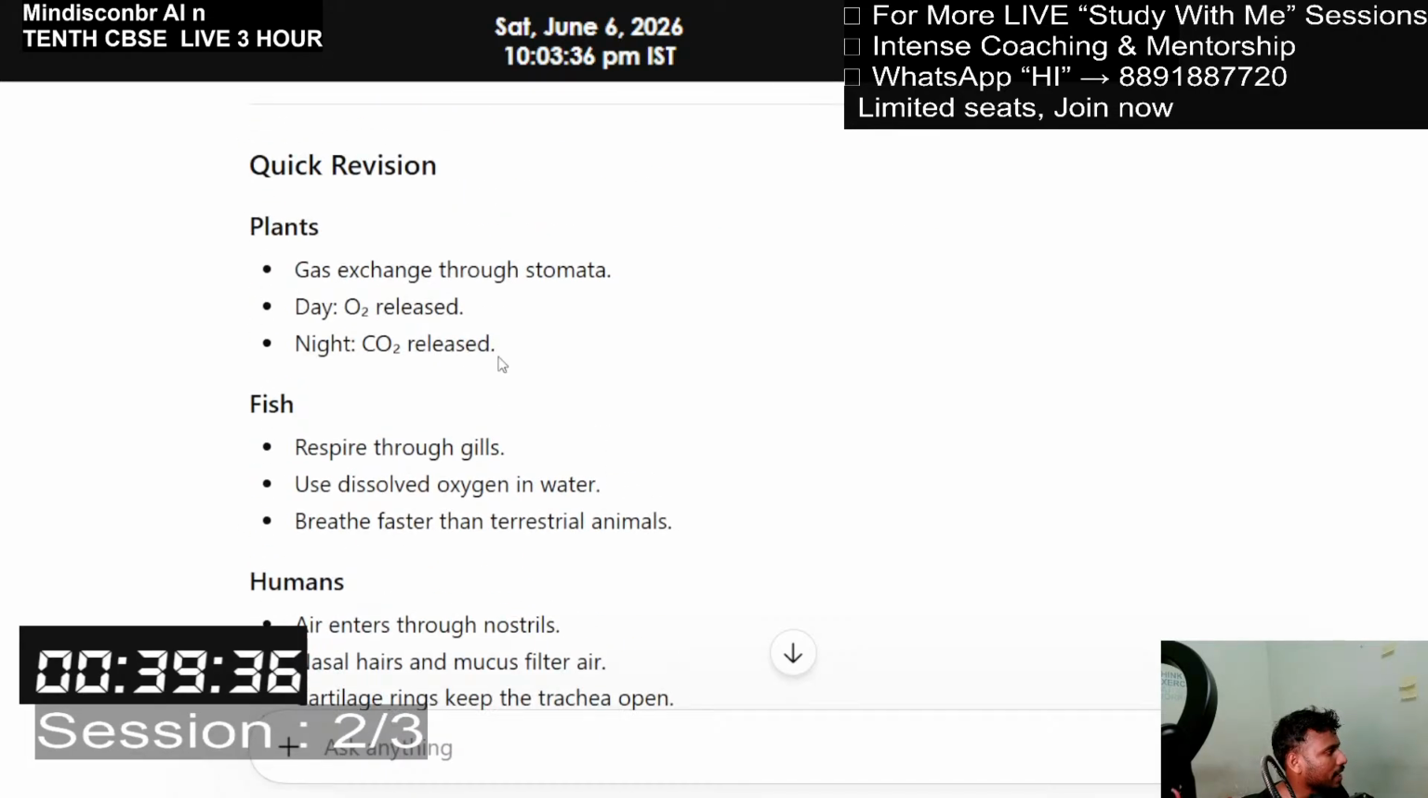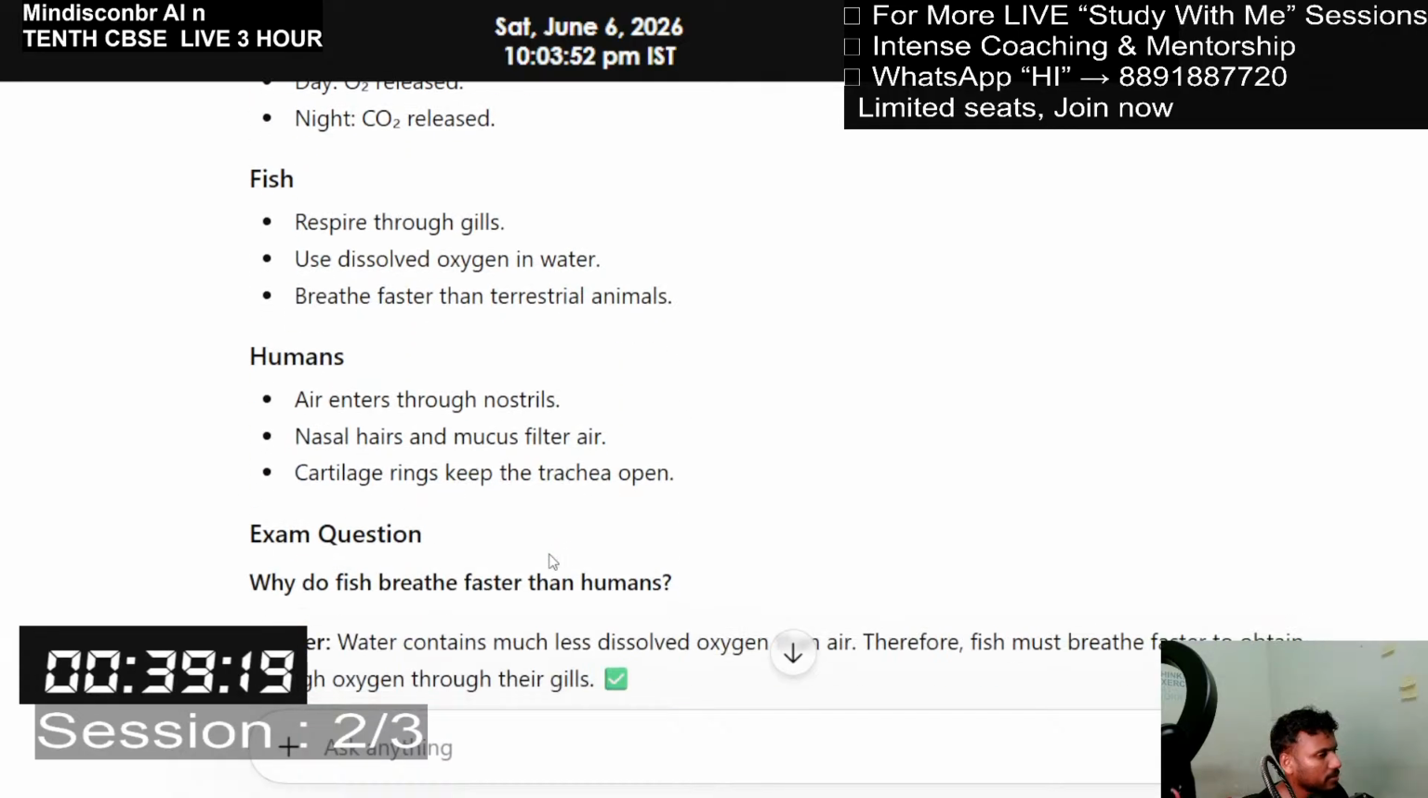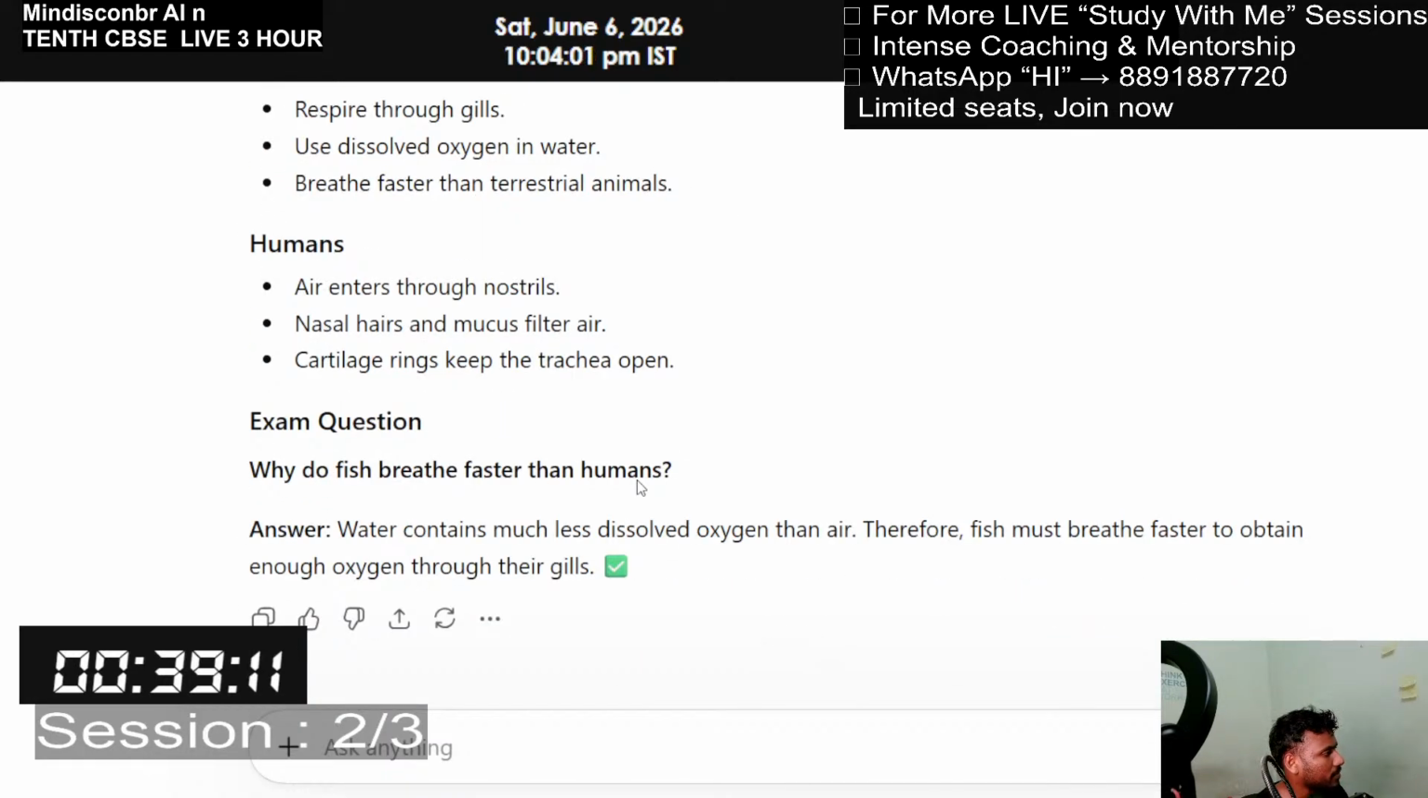Quick revision. Plants: gas exchange through stomata. By day, oxygen is released, and at night, carbon dioxide is released. Fish respire through gills, use dissolved oxygen in water, and breathe faster than terrestrial animals. Air enters through nostrils, nasal hair and mucus filter the air, and cartilage rings keep the trachea open.